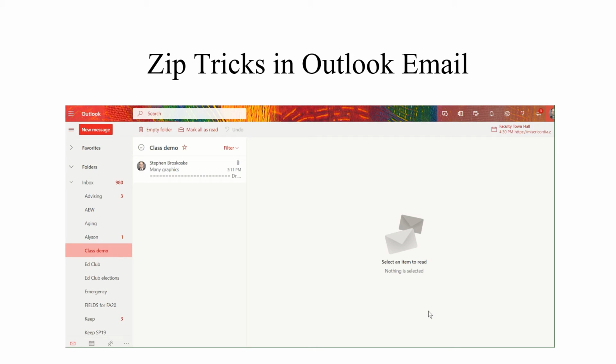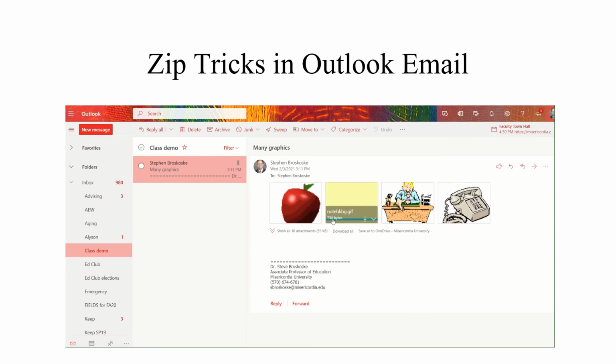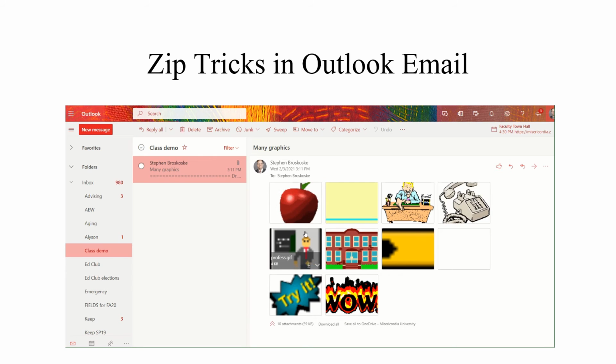Now let me show you a little trick with zip files in our Outlook email client. I just attached a whole bunch of graphics to an email, and I just received it, so I'm going to click on it. And here they are. Here I'm only seeing 4 of them, and here it's saying show all 10. Now, when somebody receives all this, depending on their email client, they're going to have to go in and click on each attachment, whether it's a document or PowerPoint file or a graphic.